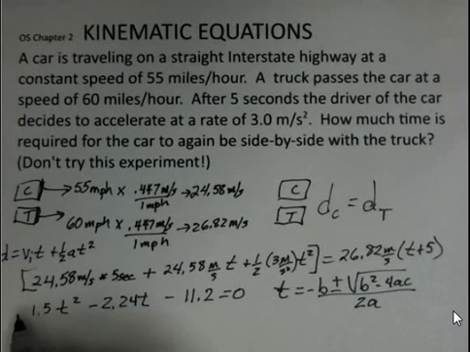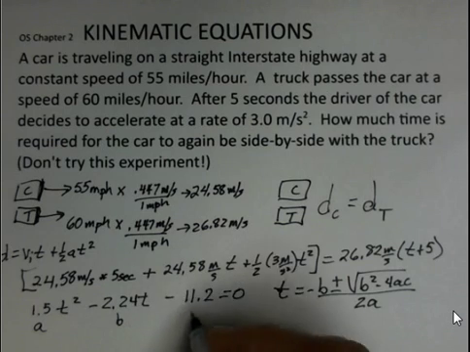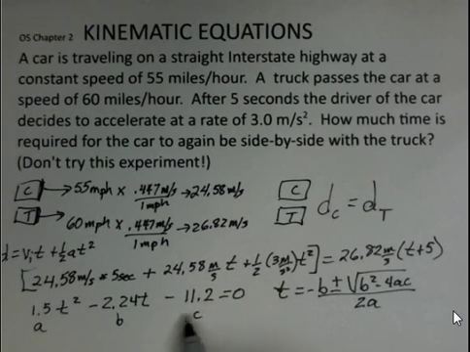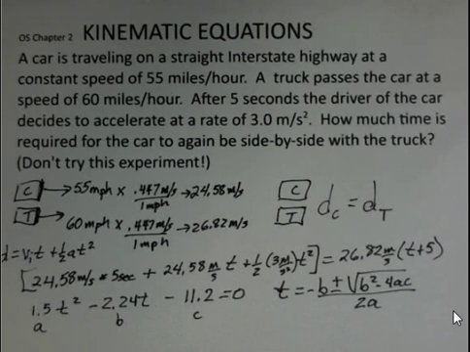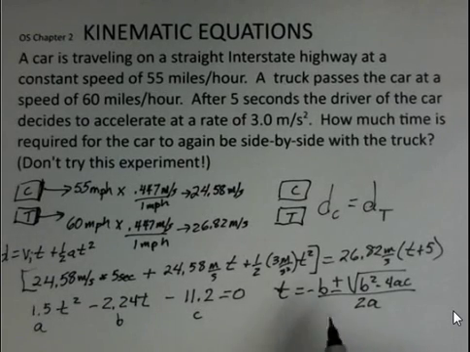The a is the coefficient of the t squared. b is the coefficient of t, including the minus sign. Very important: this coefficient includes the minus sign. And also c, the number here, includes the minus sign. So we need to put those in and solve this quadratic equation.